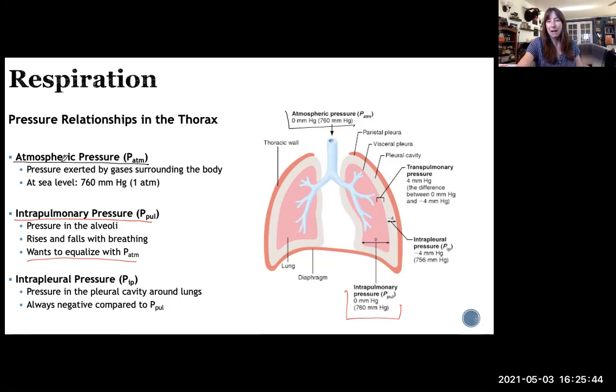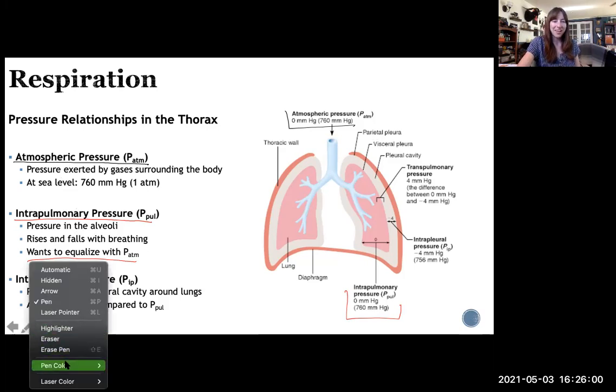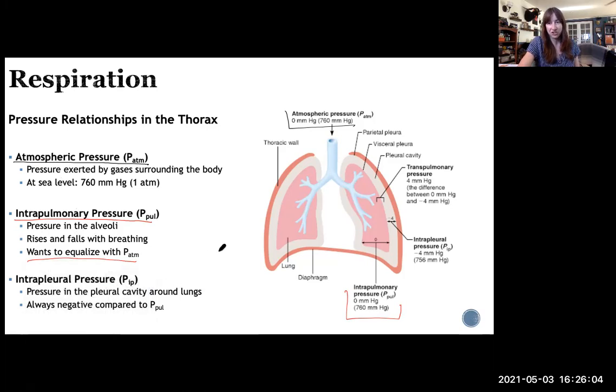Air would come in on its own, thanks to atmospheric pressure, and thanks to the fact that atmospheric and intrapulmonary pressure want to equalize if left to do that. It's just an open system, open to the atmosphere, so they should be the same because they're open to each other. All right, the third one is going to be your intrapleural pressure. And this goes back to what I was talking about, why the fluid inside of the intrapleural cavity is so, so important.